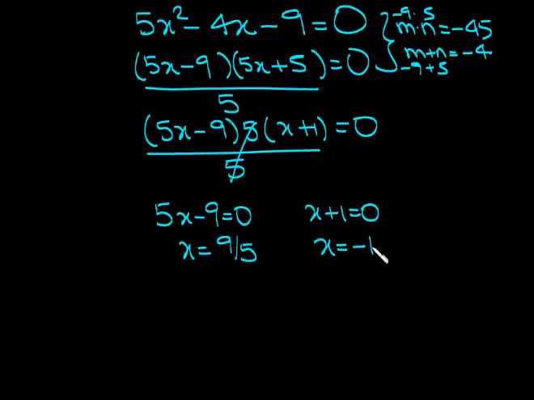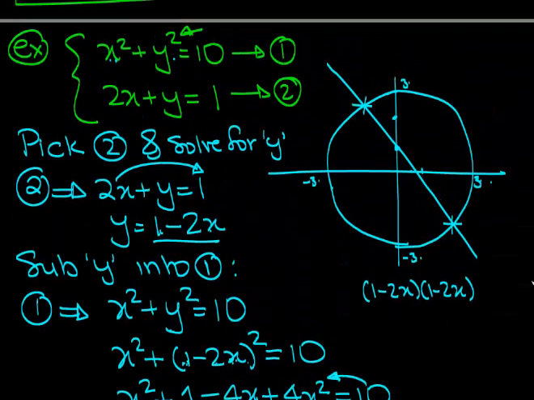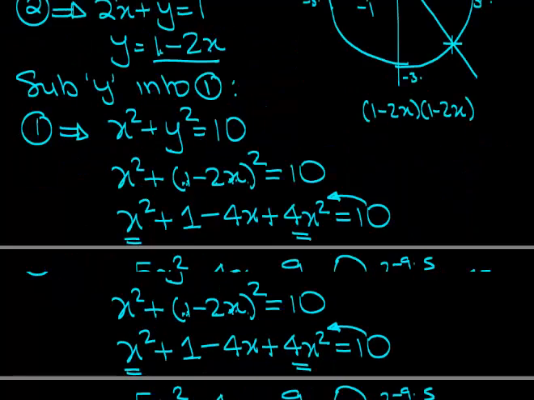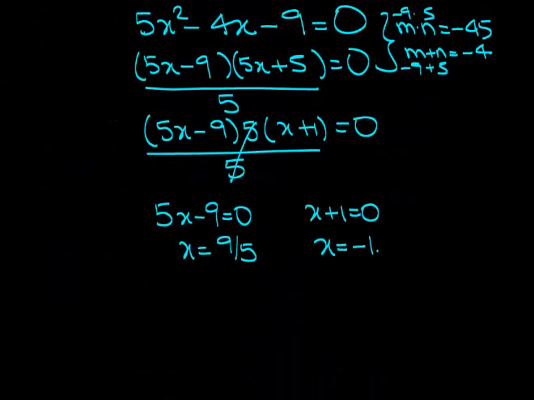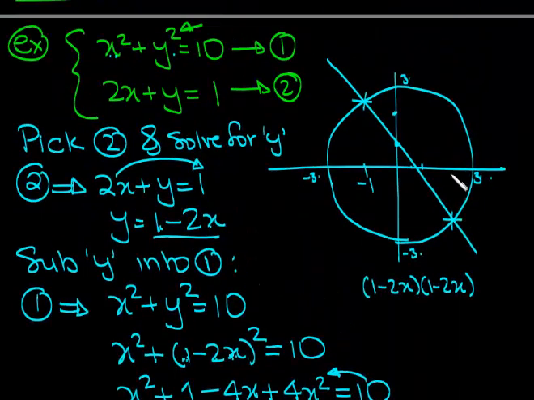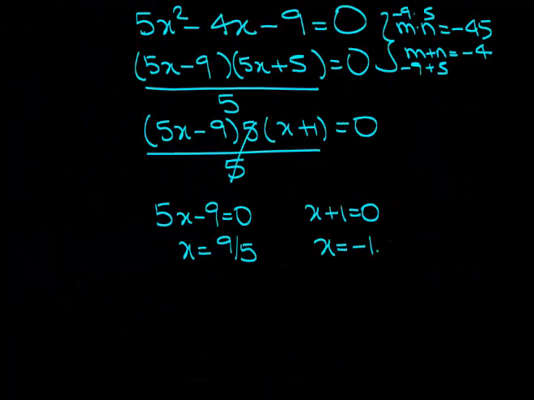I got two values of x, and we expected that from the picture, right? When x is minus 1, here you'll get 1, and the other one was what? 9/5, so it's roughly 1.8. So it'll be 1, 2, so it'll be 1.8 here. Okay, so you can see we got two x values. Now we have to find the y values.